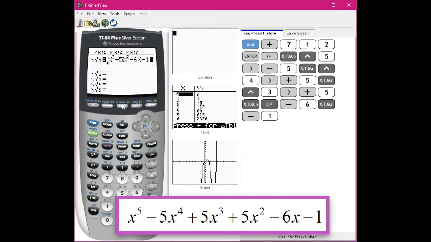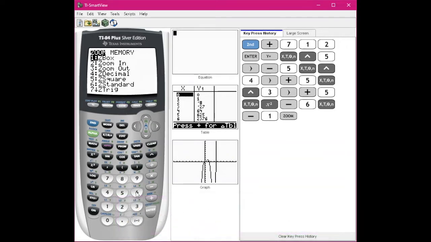And then I'm going to press zoom and 6 to see a graph of the function. And remember that zoom 6 gives you the graph settings: x-axis negative 10 to positive 10, y-axis negative 10 to positive 10. So zoom 6.